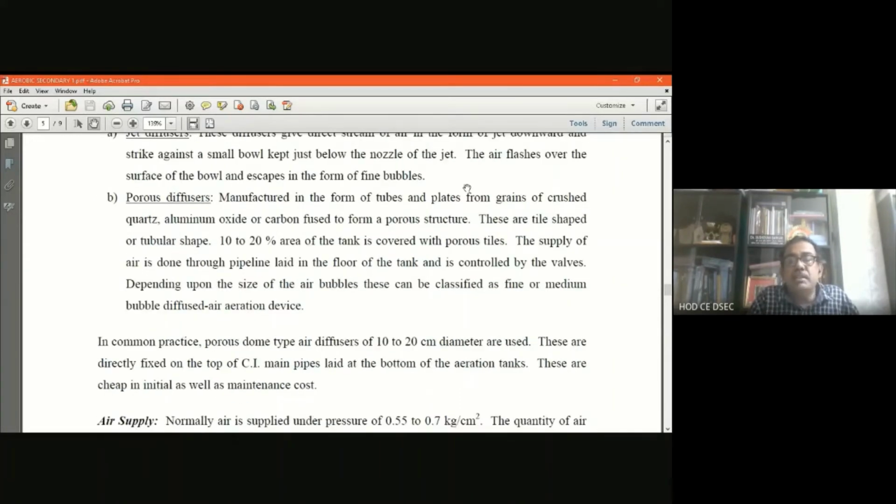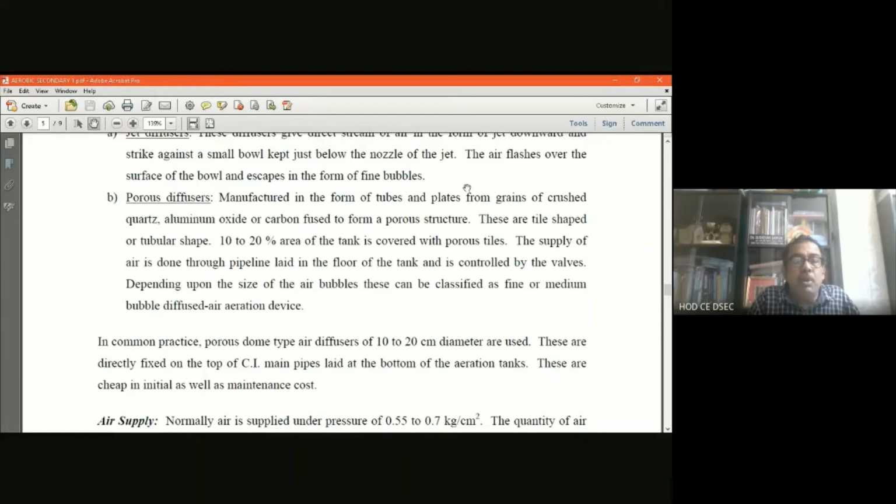and these porous diffusers are manufactured mainly as tubes and plates from grains of crushed quartz, aluminum oxide, carbon used to form the porous structure, and it may be tile shaped or tubular shaped. 10 to 20% of the area of the tank is covered with the porous tiles, and the air is supplied through a pipeline laid in the floor of the tank and is controlled by a valve.